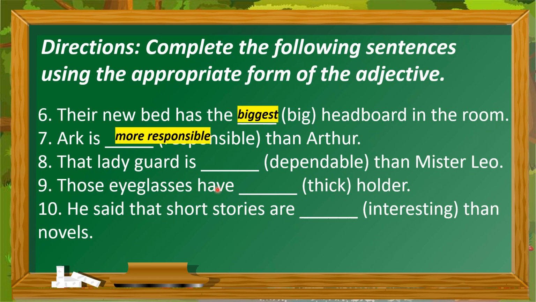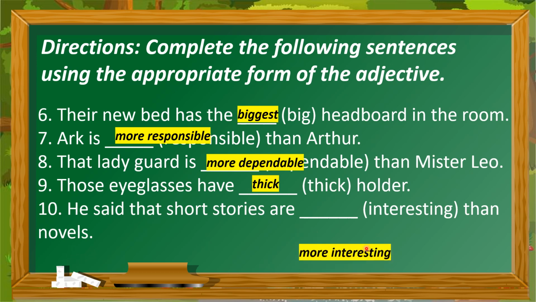Okay, next one. The lady card is blank dependable than Mr. Leo. The correct answer is more dependable. Those glasses have a thick holder. So there is nothing to compare to. So the correct answer is just thick under positive form. Next, last number 10. He said that short stories are blank interesting than novels. So the correct answer is more interesting. Okay, under comparative degree.